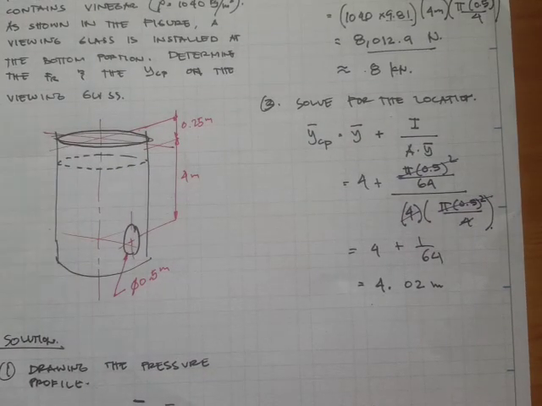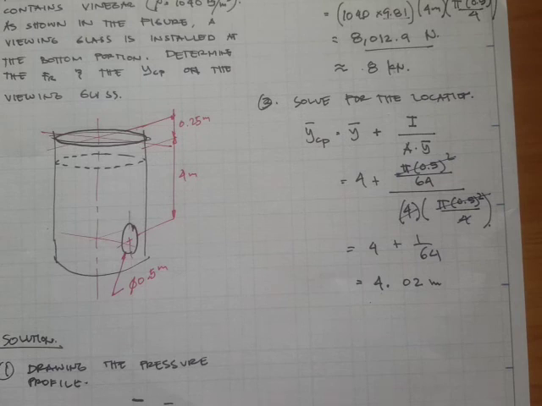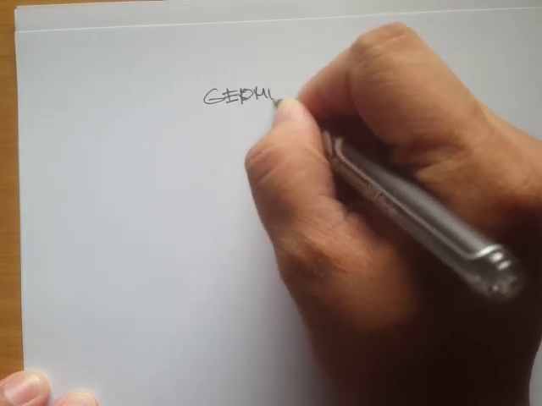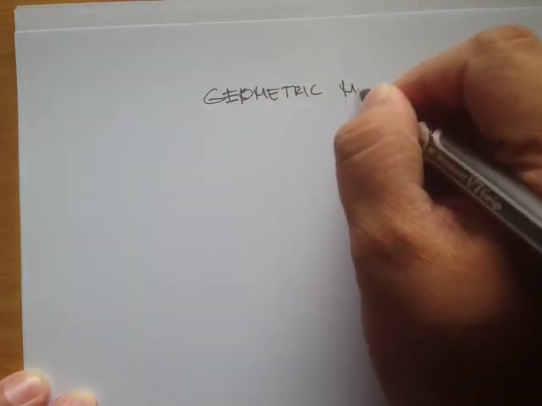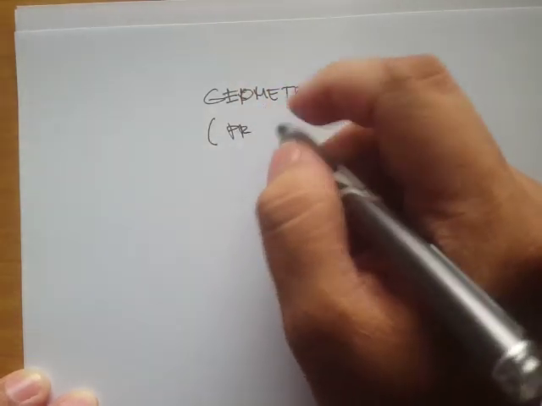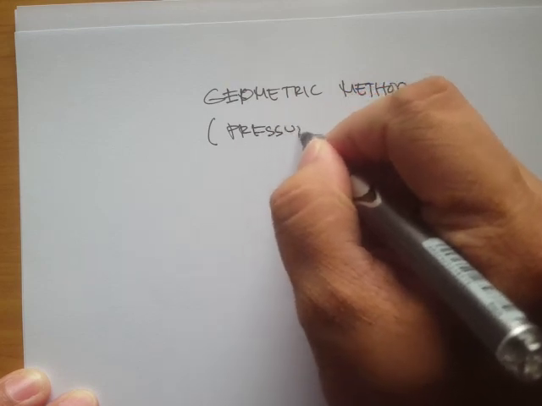Now we'll move on to another method of solving these hydrostatic forces, and that's the geometric method. Also, it's known as the pressure prism.